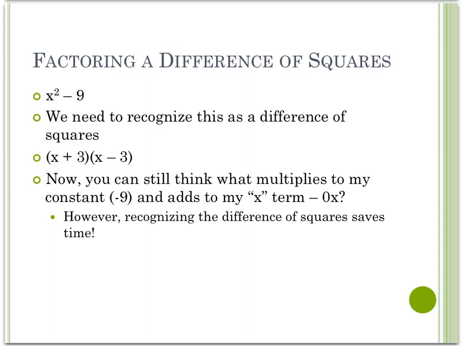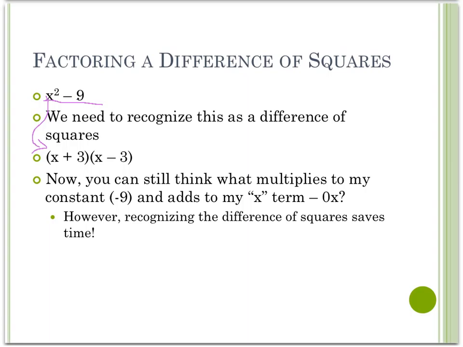When factoring a difference of squares, such as x squared minus 9, we can simply recognize it as a difference of squares, knowing that that binomial would factor into x plus 3, x minus 3, or in other words, the square root of the first term, which is x, plus and minus the square root of the second term, in this case the square root of 9, which is 3.